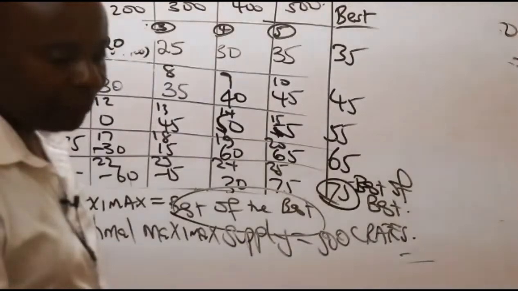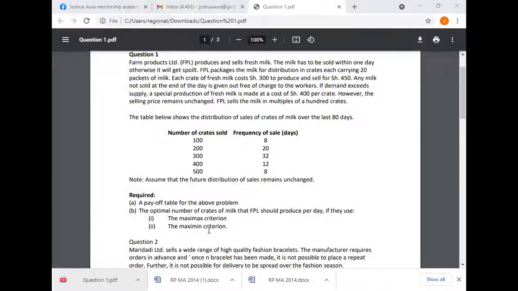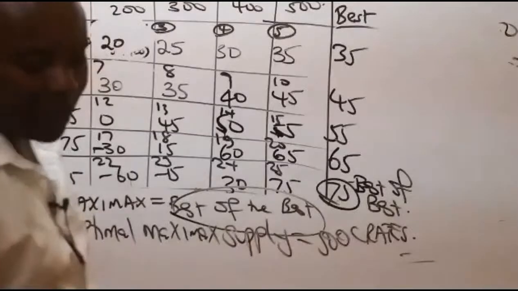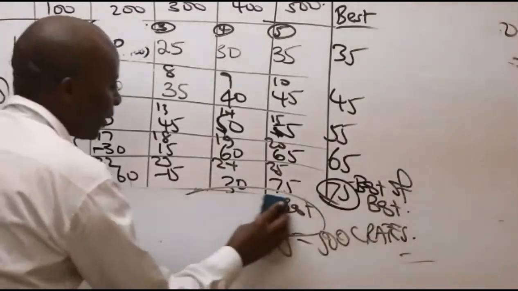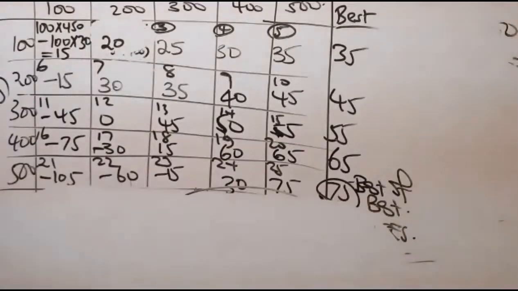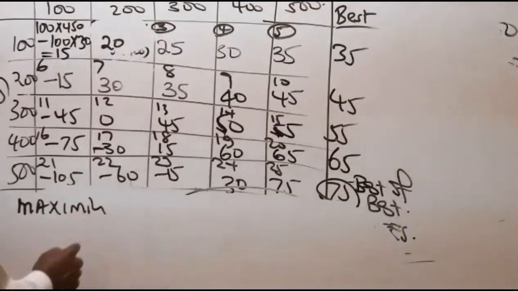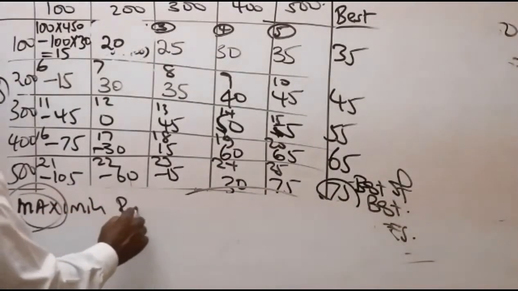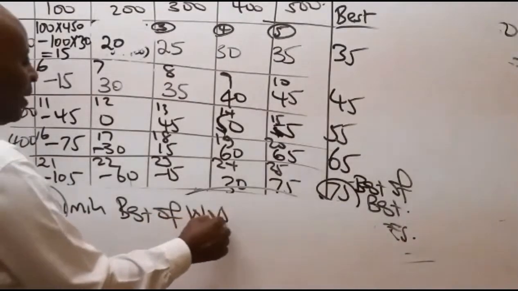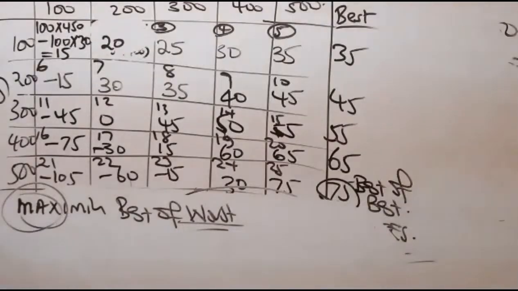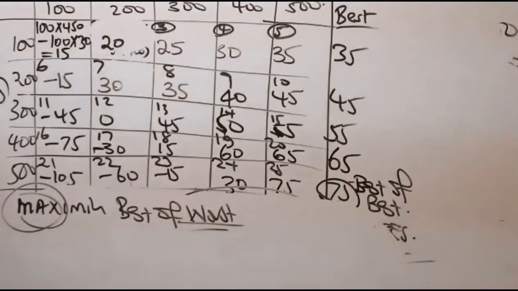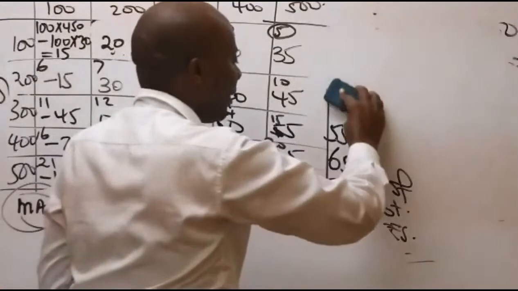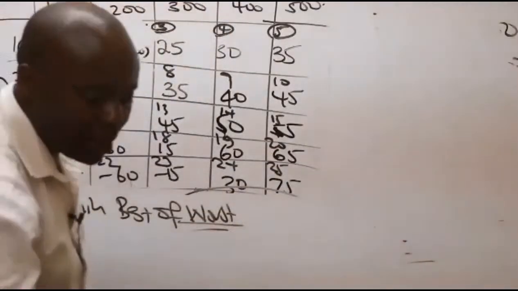The last one here is the maximin criterion. So for the maximin criterion, what do we have here? I know that maximin, maxi is best. Best of the mini, best of the worst. Best of mini. That is best of the worst. And then, ladies and gentlemen, what I'm supposed to do is to create a column here for worst.